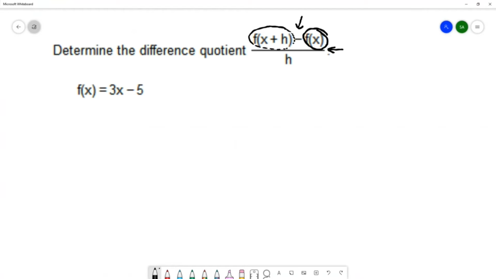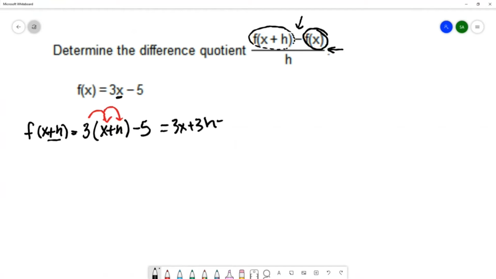So starting with f of x plus h. What that means is that we want to replace the x in our function with x plus h. So that would look like this. 3 times x plus h minus 5. I want to simplify this. I'm going to simplify using the distributive property. That's going to give me 3x plus 3h minus 5.